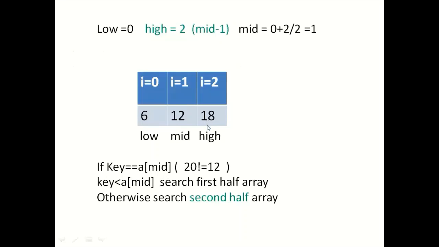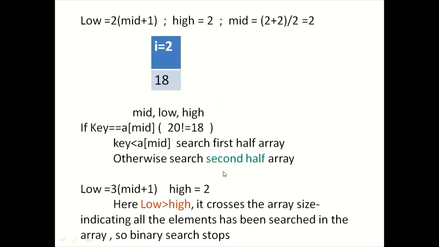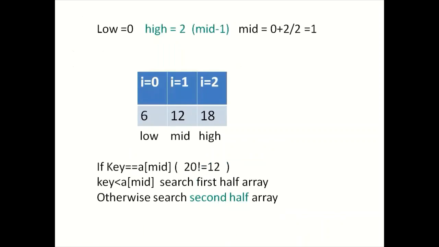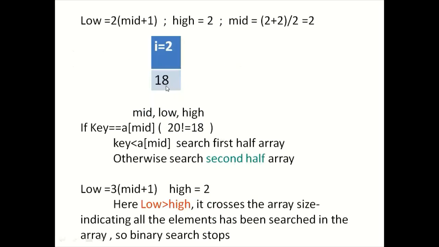Now again the binary search technique continues. So 20 is not equal to the 12 element. So we have to search the second half, since 20 is greater than 12. So this is the first half and this is the second half. So we've got the second half.